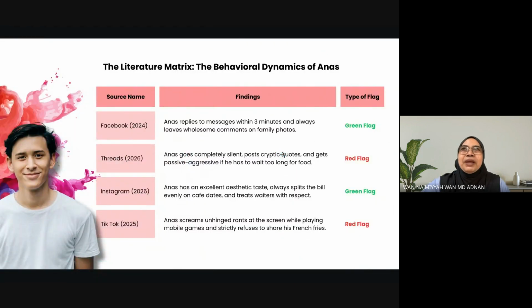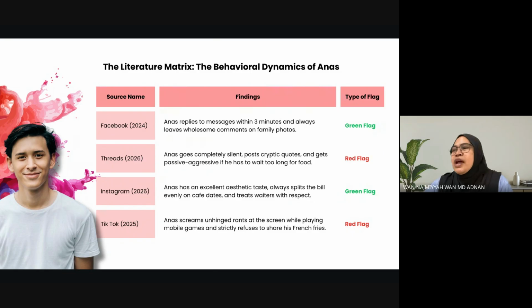Okay, so basically, when you are doing a literature review, you're going to combine the sources into a table. We call this a literature matrix. If it is a real paper, then you're going to look at the articles, right? Article by Zhang 2014, by Ali 2024. So in this case, let's say you are looking at the behavioral dynamics of Anas, and you found your sources from all social media accounts. So let's say you are citing Facebook, Threads, Instagram, and the last one is TikTok.